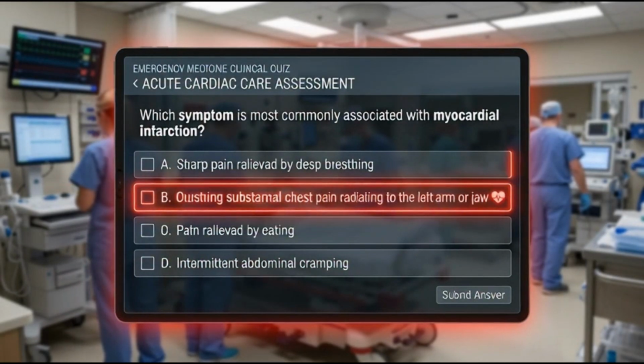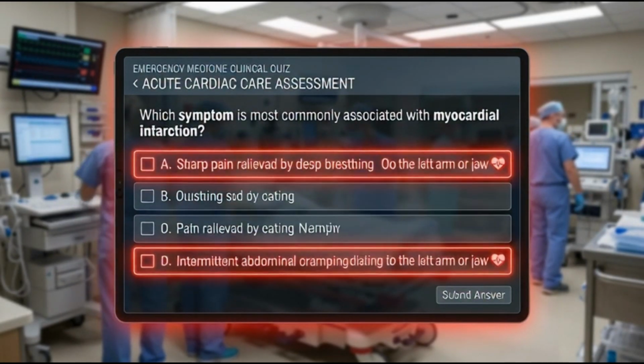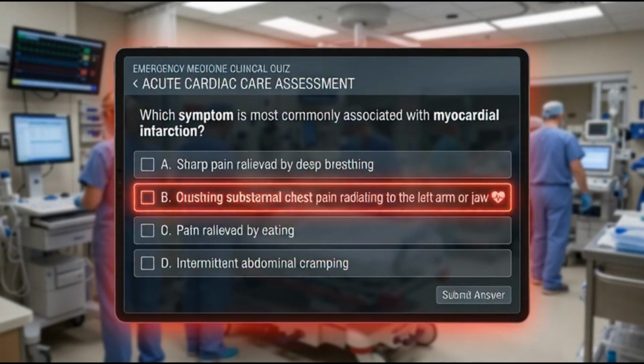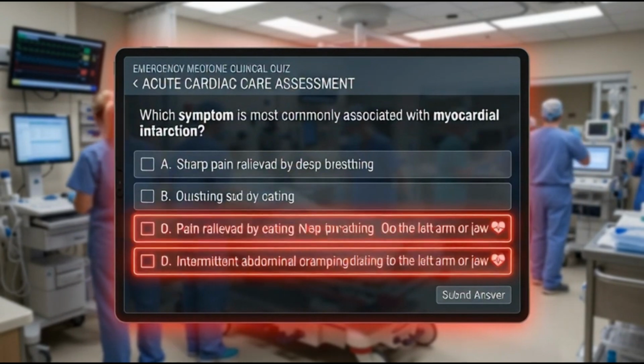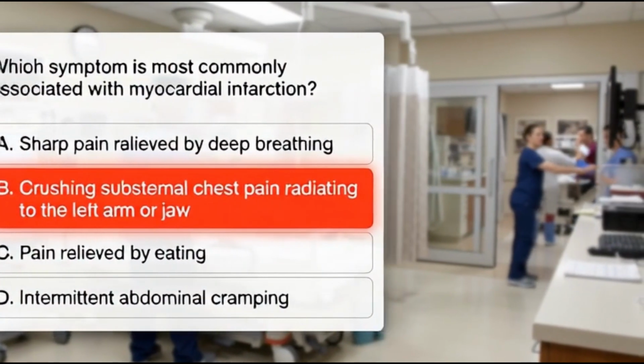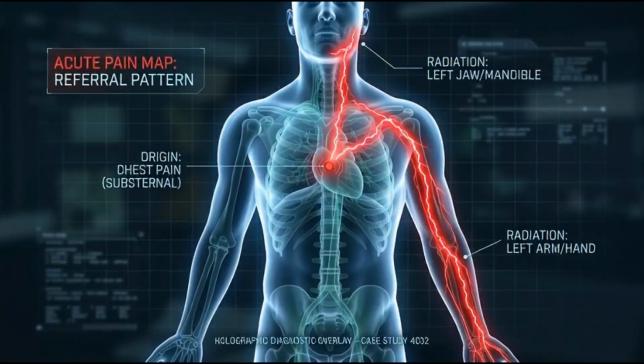A. Sharp pain relieved by deep breathing. B. Crushing substernal chest pain radiating to the left arm or jaw. C. Pain relieved by eating. D. Intermittent abdominal cramping. The correct answer is B. Crushing substernal chest pain radiating to the left arm or jaw.